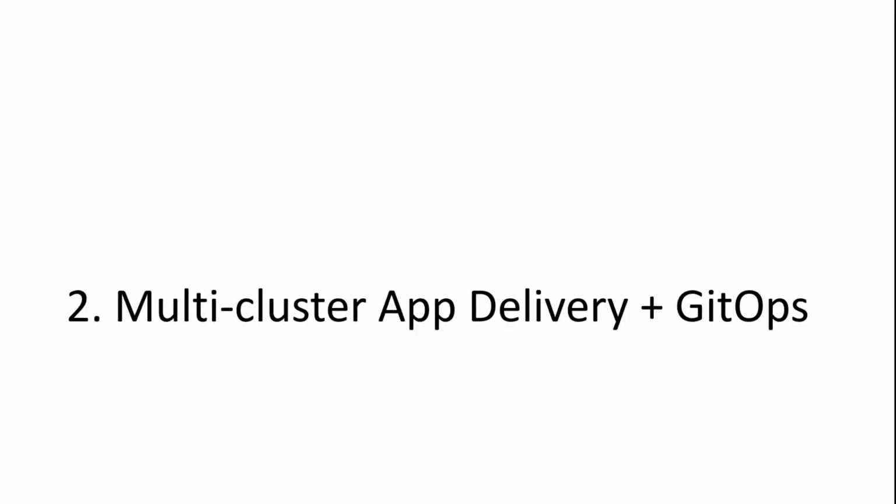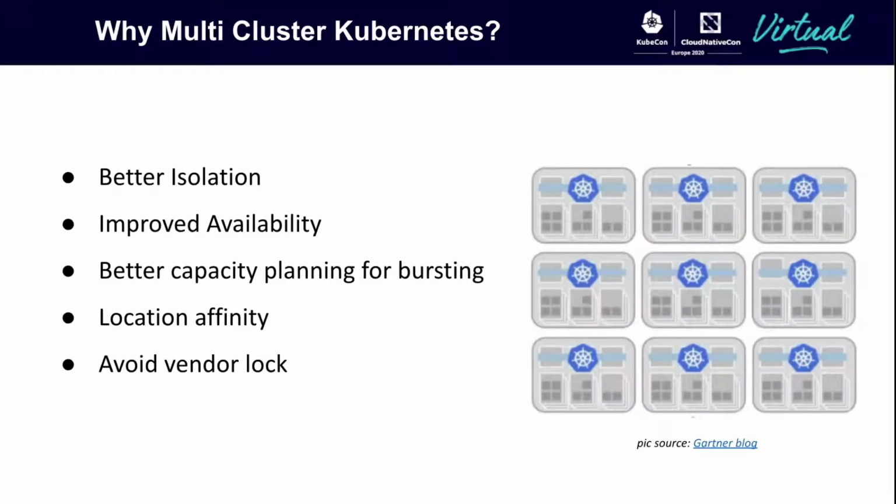The second scope we want to include in our landscape is multi-cluster application delivery and GitOps. So why do we want to use multi-cluster? This is a very important question because today we basically have a lot of Kubernetes clusters to manage, not only in our own organization, but also in different organizations. It's a very common pattern.